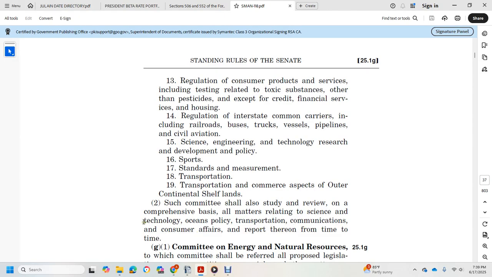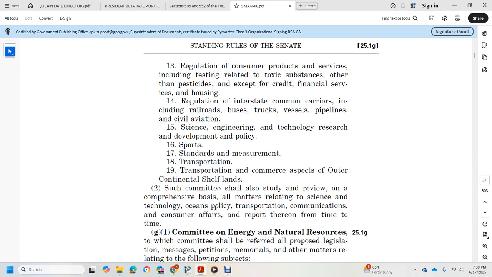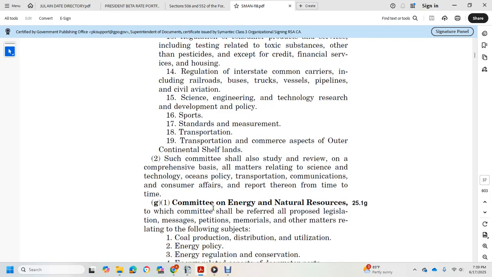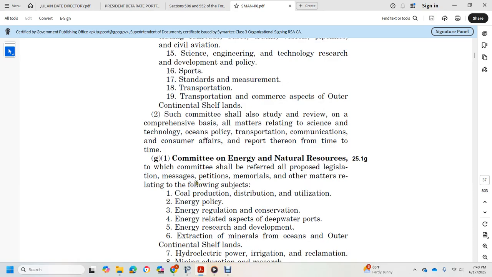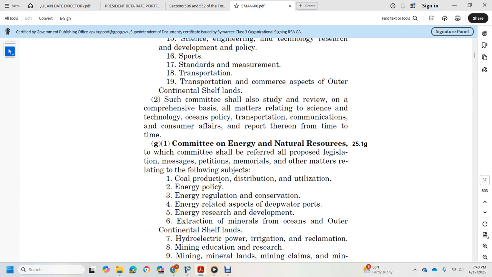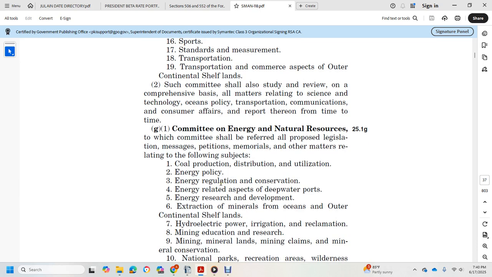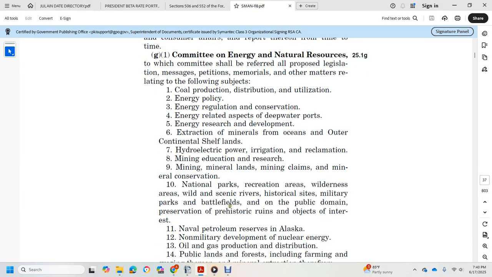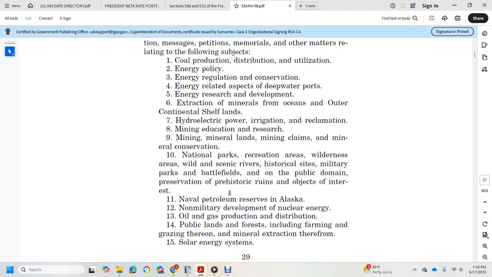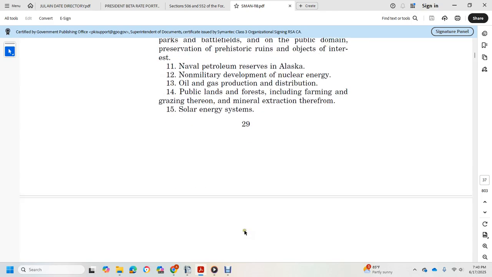Committee on Energy and Natural Resources, to which committee shall be referred all proposed legislation, messages, petitions, memorials, and other matters relating to the following subjects: coal production, distribution, and utilization, energy policy, energy regulation, conservation, energy related aspects of deep water ports, energy research and development, extraction of minerals from the oceans, outer continental shelf, hydroelectric power, irrigation, reclamation, mining, education, research, mineral lands, mining claims, mineral conservation, national parks, recreation areas, wilderness areas, wild and scenic rivers, historical sites, military parks and battlefields, public domain preservation, prehistoric ruins and objects of interest, naval petroleum reserves in Alaska, non-military development of nuclear energy, oil and gas production and distribution, public lands, forestry, including farming and grazing thereon, mineral extraction therefrom, solar energy systems.